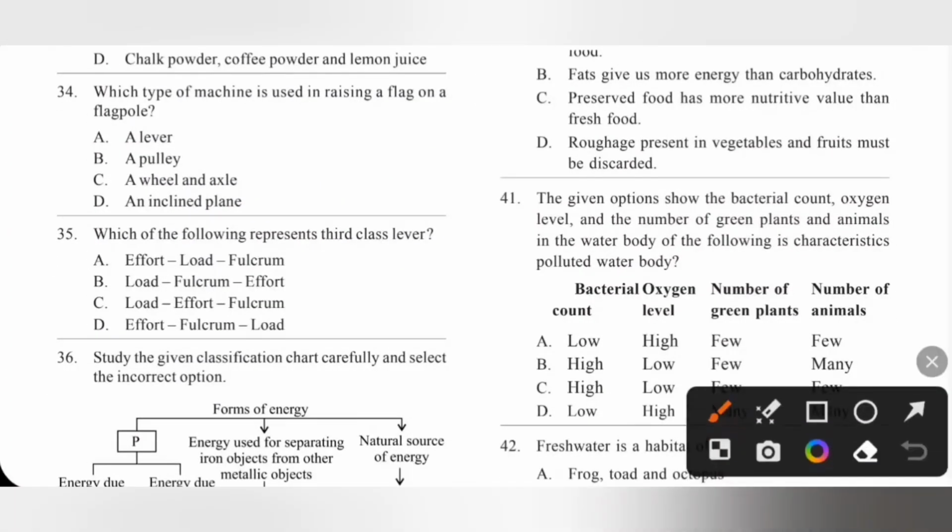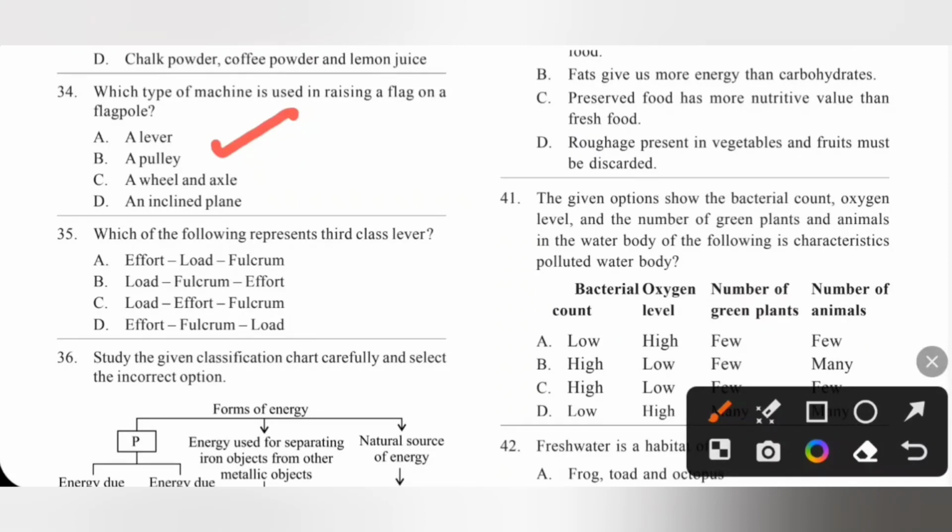34. Which type of machine is used in raising a flag on a flagpole? So a flagpole uses a fixed pulley for raising a flag. So option B, a pulley, is the correct answer. 35th. Which of the following represents a third class lever?